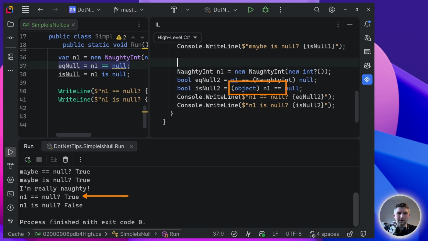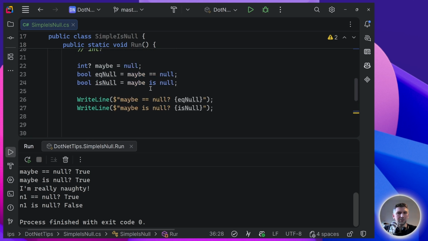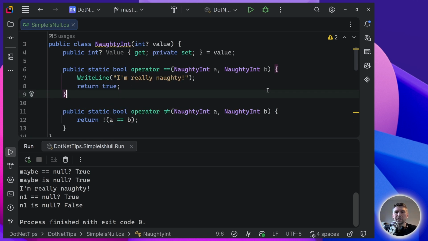So how did I manage to produce the following result? n1 is not null, however, n1 equals null produces true. Well, the way I did it will be obvious once you look at the NaughtyInt implementation. It basically declares an equals operator which always returns true. As you can see, it also prints a message, "I'm really naughty", which is also printed to the terminal when we try to compare n1 to null.